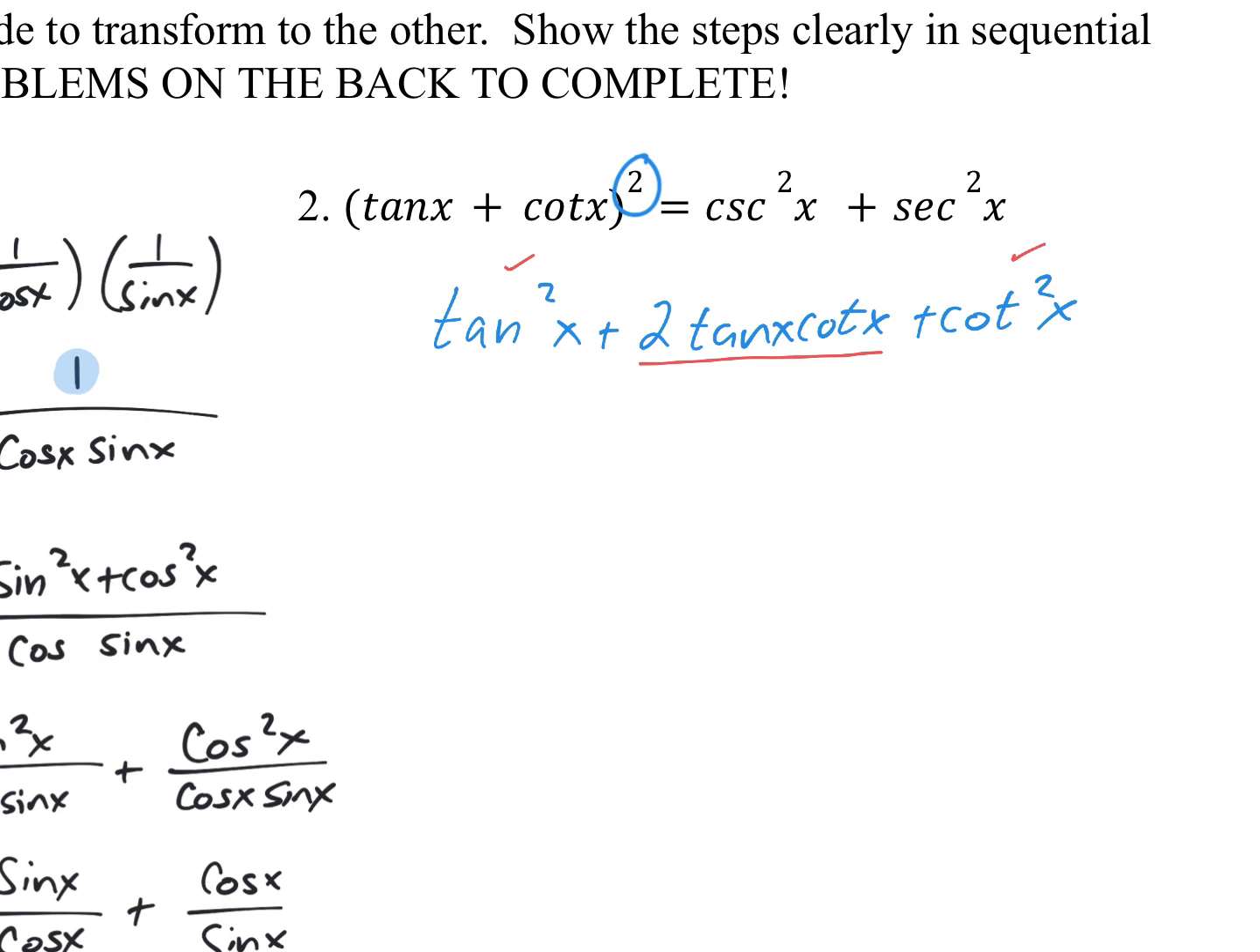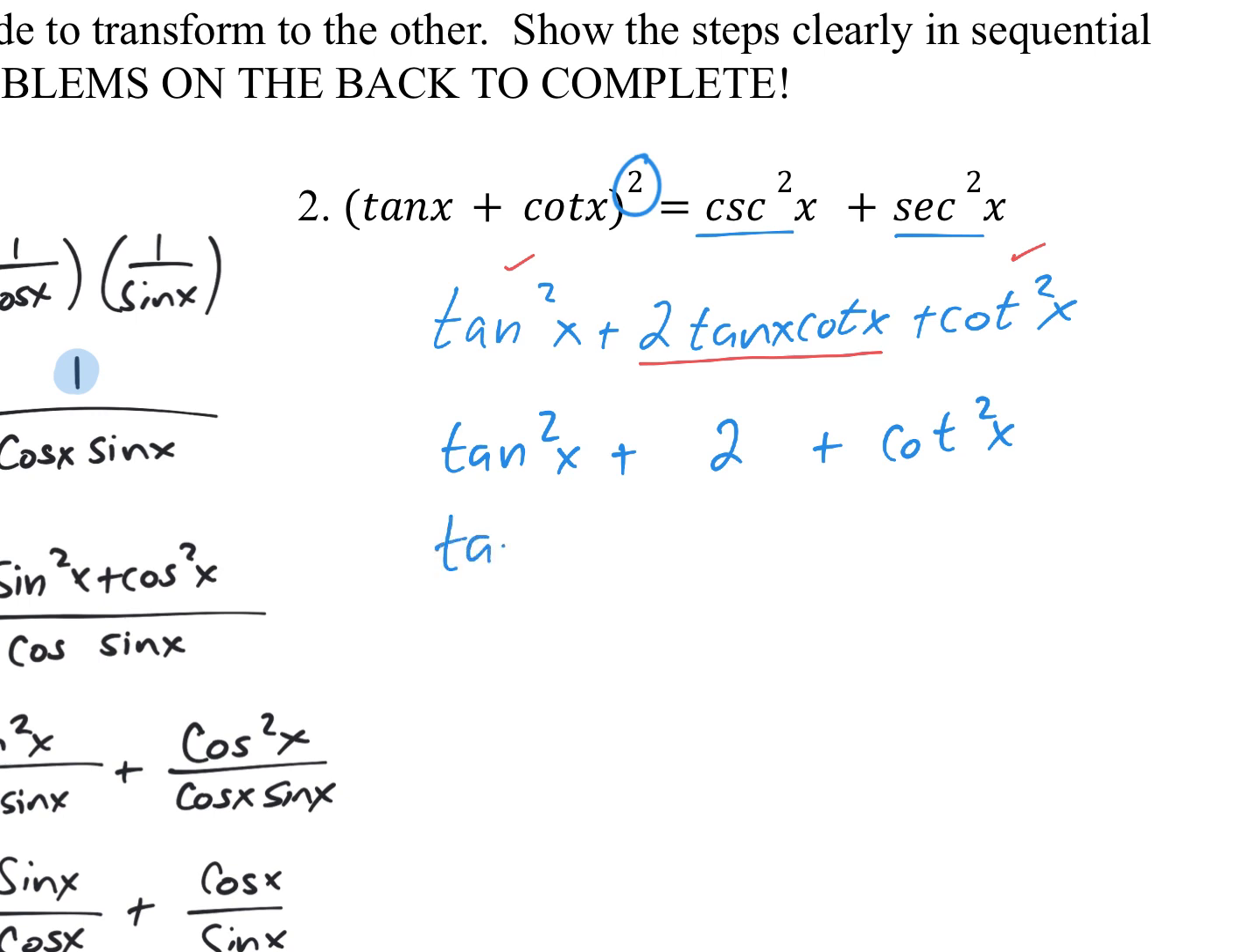So my next step, I want to keep that in the same color. My next step here is going to be tangent squared x plus 2 plus cotangent squared x. And I know that I'm headed towards cosecant squared and secant squared. What I have in the back of my head are my Pythagorean identities. So I know that tangent squared plus 1 is secant squared, and cotangent squared plus 1 is cosecant squared.